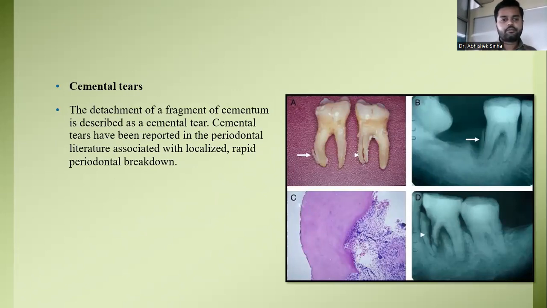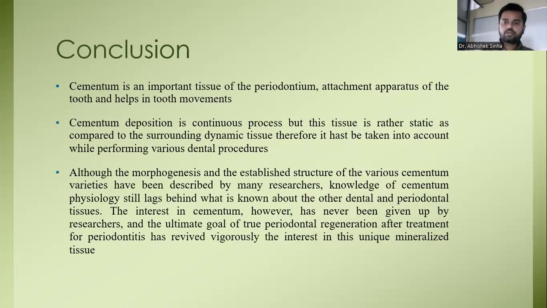Okay. So concluding this, cementum is a very important tissue of the periodontium, the attachment apparatus of the tooth, and helps in tooth movements. Cementum deposition is a continuous process, but this tissue is rather static as compared to the surrounding dynamic tissue. Therefore, it has to be taken into account while performing various dental procedures. Although the morphogenesis and established structure of various cementum varieties have been described by many researchers, knowledge of cementum physiology still lags behind what is known about the other dental and periodontal tissues. So cementum is a very interesting and research-oriented topic.